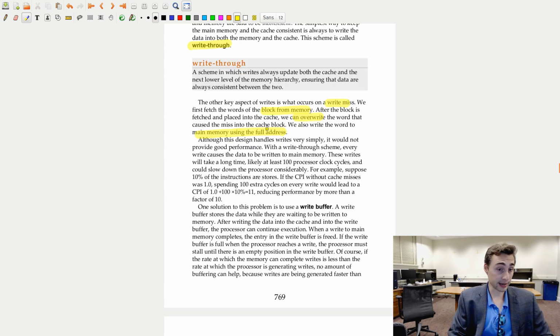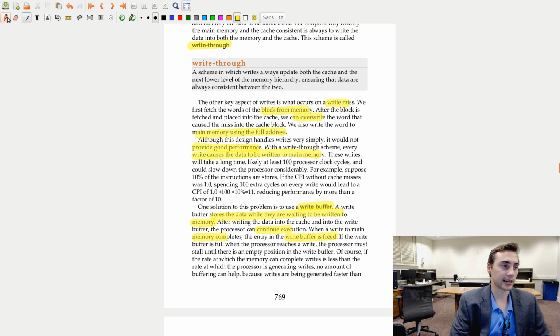It's very simple, but of course it's not good performance. With a write-through scheme, every write would cause the data to be written to main memory. We're going to generate a lot of traffic here. So our solution is to use something called a write buffer. A write buffer stores the data while they are waiting to be written to memory. After writing the data into the cache and into the write buffer, the processor can continue execution. When a write to main memory completes, the entry is freed in the write buffer.